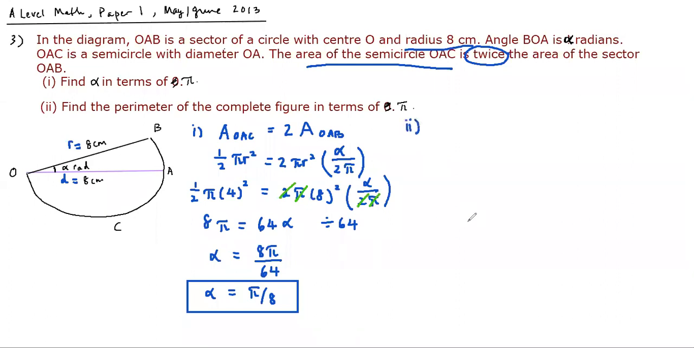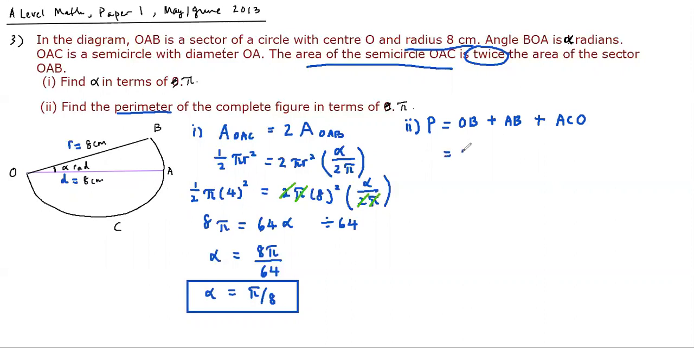For part 2, you need to find the perimeter of the complete figure. To find the perimeter of the complete figure, you look at the length OB. So you have OB here, and you need to look at the length of the arc of the sector of a circle, which is AB. And finally, you have the perimeter of ACO. So you look at the length of ACO. This gives you the perimeter of the complete figure.